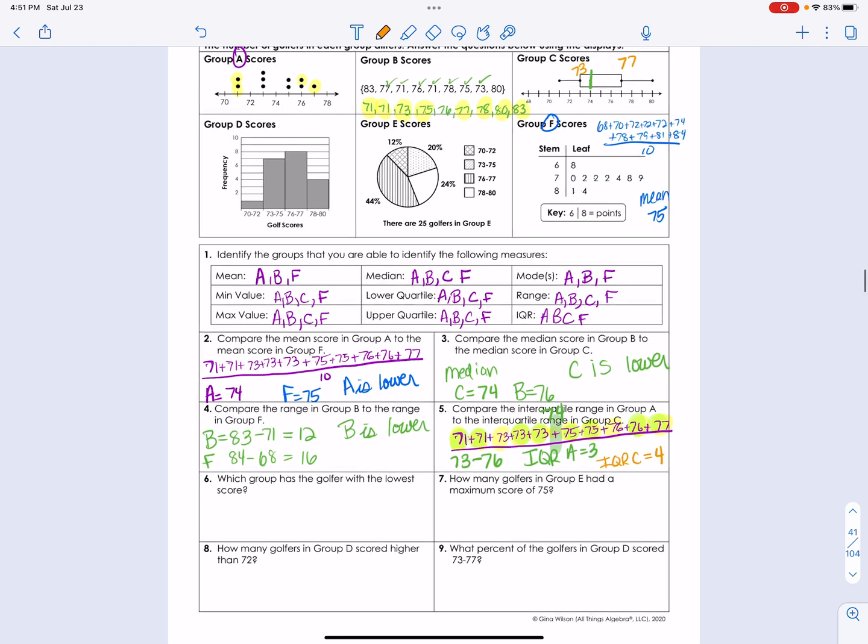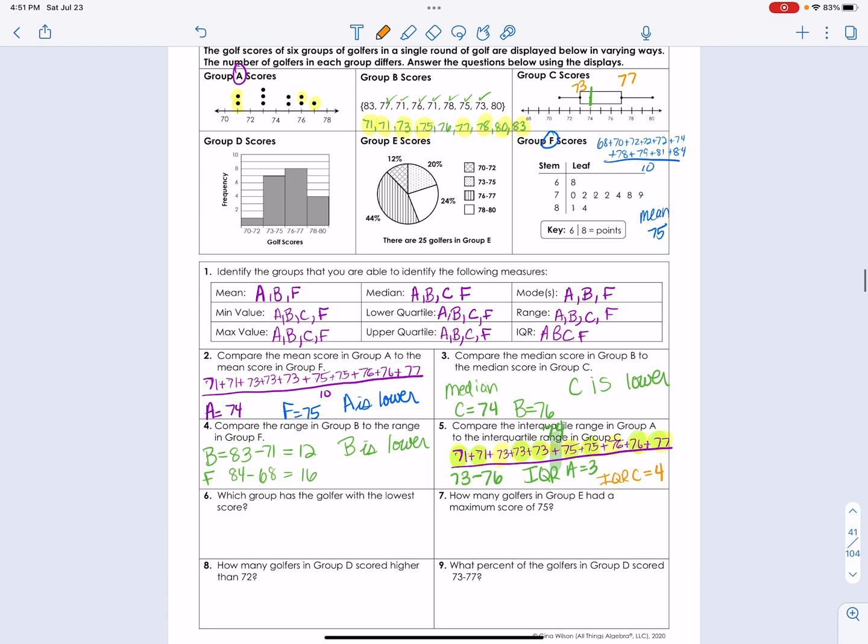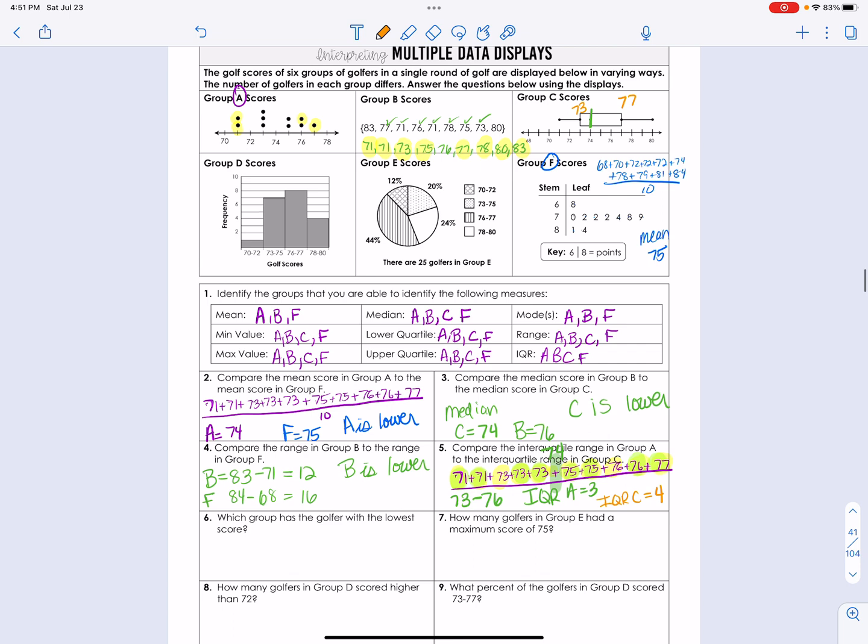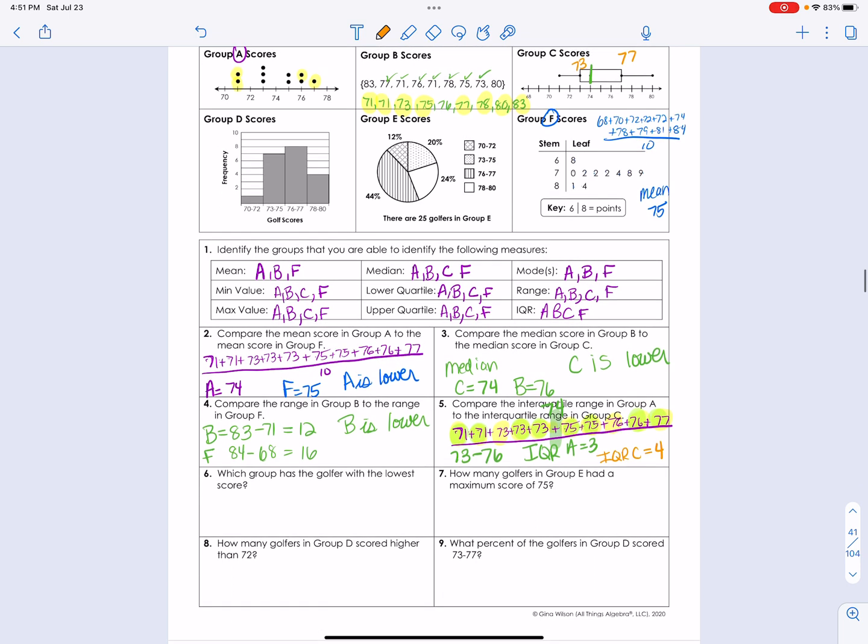Okay. Which group has the lowest golf scores? Well, it doesn't look like any group shot in the 60s except for group F. So I would say they have the lowest golf score.